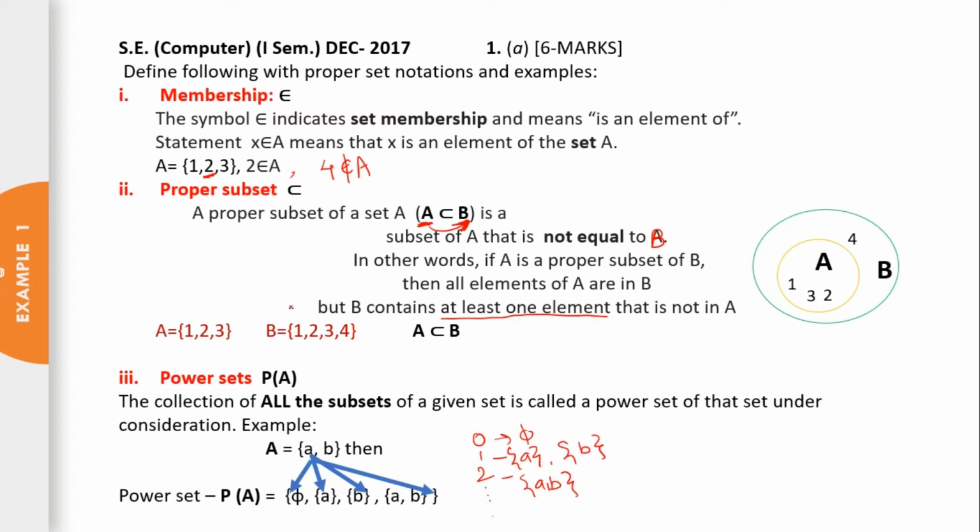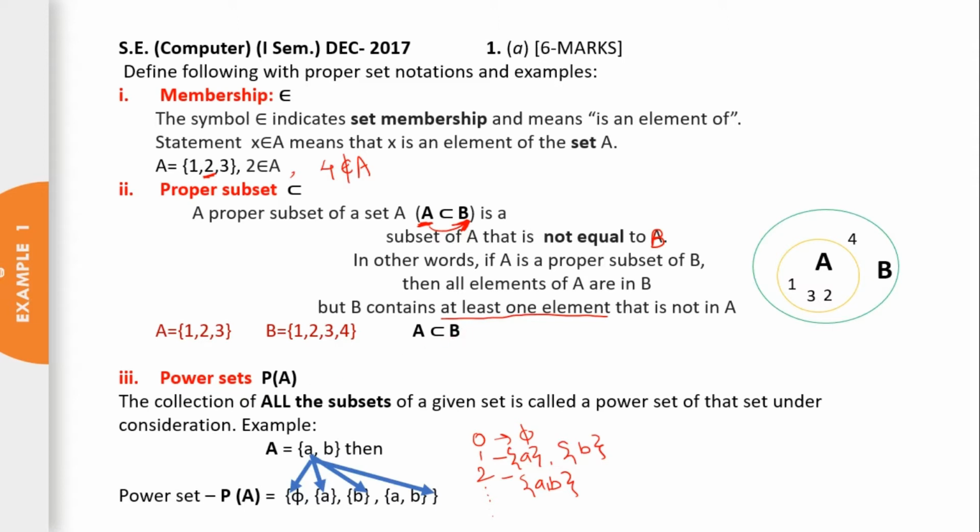For example, in the diagram, A has 3 elements 1, 2, 3 and B has 4 elements, that is 1, 2, 3, 4. Now B has at least one element which is not present in this set. So A is my proper subset of set B.